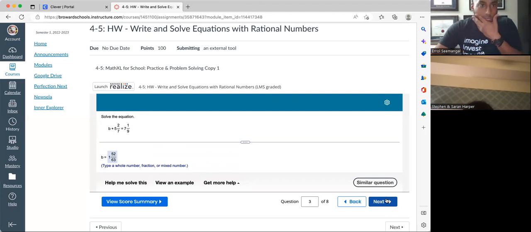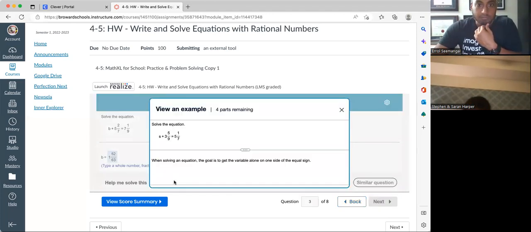So press view an example and try that one. All right, try this one here. S plus 3 and 5/9 equals 5 and 1/7. Is it going to be 5 and 1/7 minus 3 and 5/9, or is it going to be the other way, 3 and 5/9 minus 5 and 1/7? Which one? This one or this one? The first one. First one, yep.